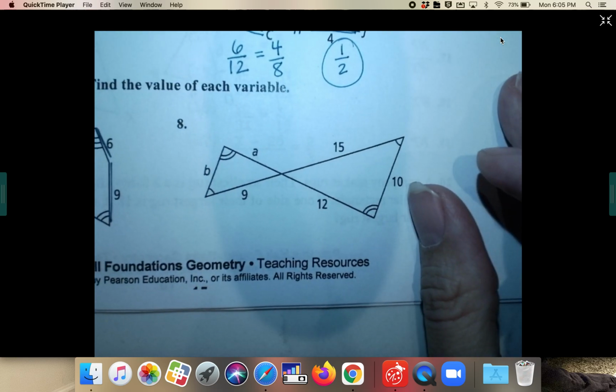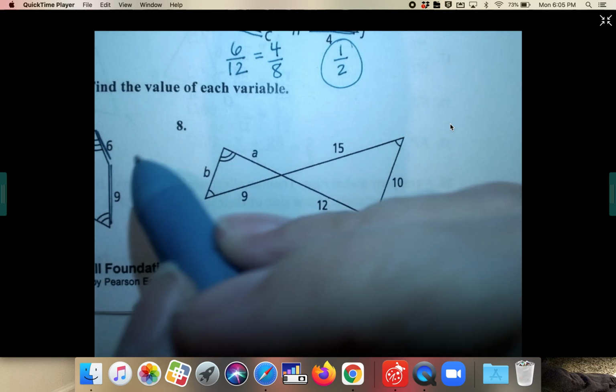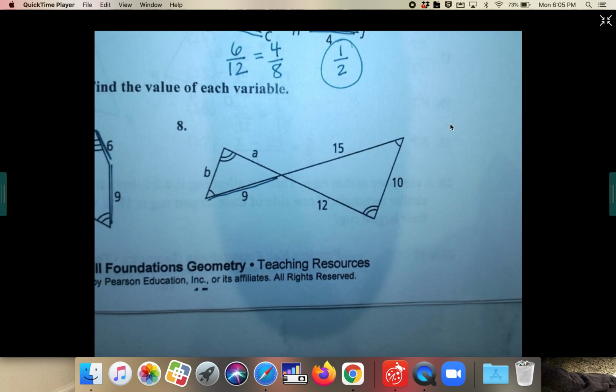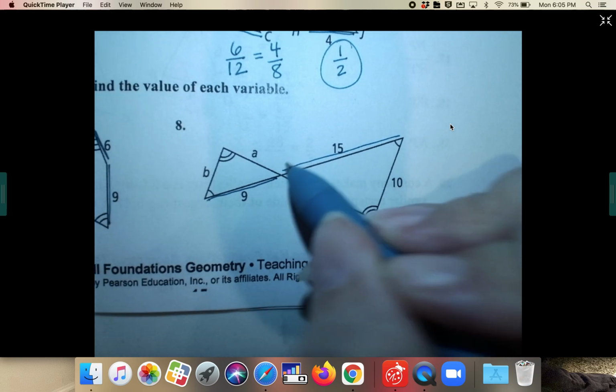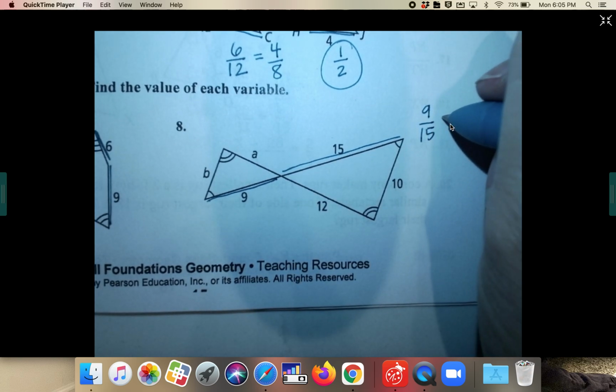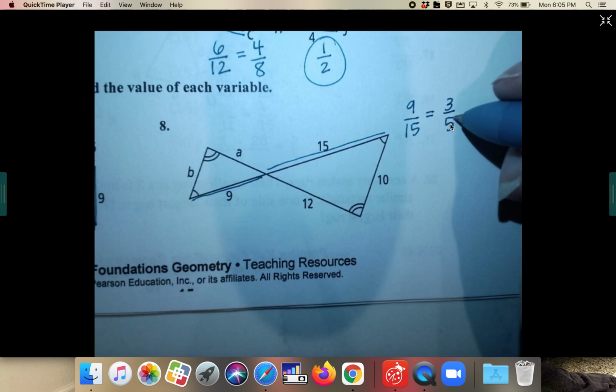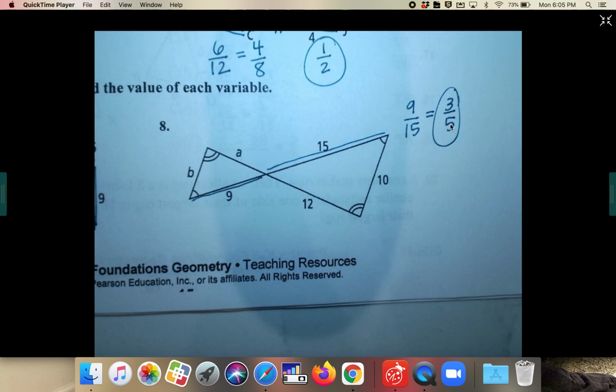All right, number 8. So if these are similar, it looks like it is on a scale factor of, I think 9 is corresponding with my 15. So 9/15. So those both divide evenly by 3. So it would be 3/5. So my scale factor I'm looking for is 3/5.